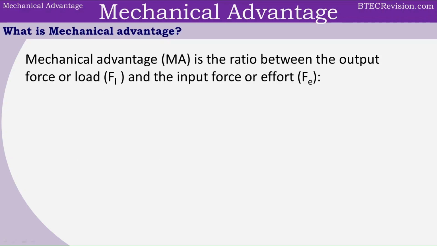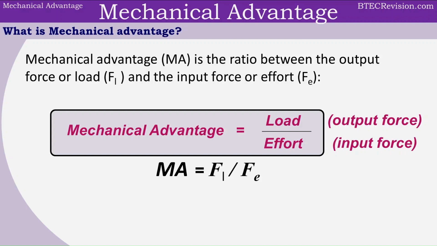Mechanical advantage is the ratio between the output force and the input force. The output force could also be known as the load, and the input force could also be known as the effort. In order to calculate this, we can use the equation mechanical advantage equals load divided by effort. And the short form is MA, which stands for mechanical advantage. MA equals FL, which is the load, divided by FE, which is the effort.